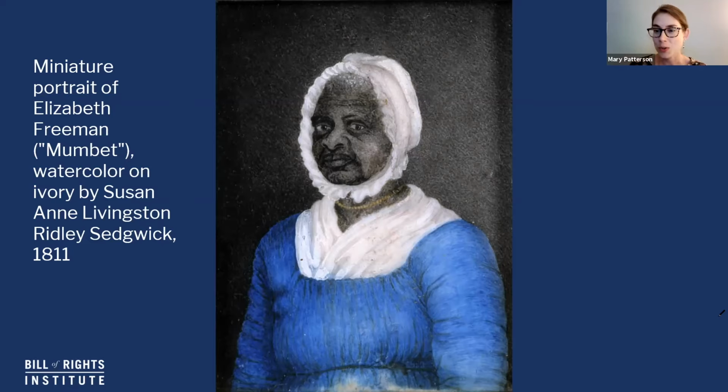And she goes to court with the help of a local abolitionist, and she secures her freedom. And she also secures 30 shillings in damages. So she used the court and she used those founding principles and that language to secure her own freedom. And she becomes the domestic servant of the Sedgwick family, a paid domestic servant.